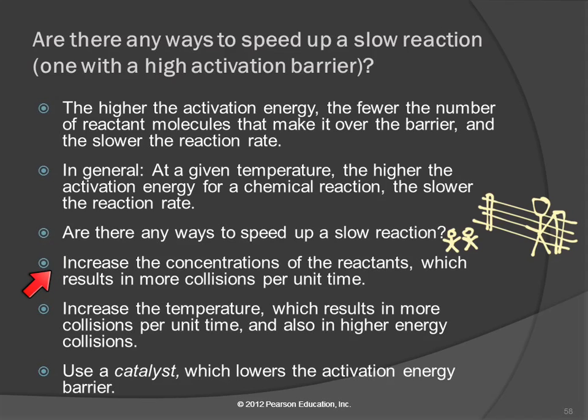Increasing the concentrations. If we have more kindergartners at the fence, will more of them get over? Will they get over faster? Yeah, because there's more going over at one time, right? They're still kind of slow going over the fence, but if you've got a whole bunch of them trying, they're going to go over faster. So increasing the concentration. So back to collision theory, if we increase the concentration of the reactants, they're going to run into each other more often, right? And so there will be more high energy collisions because there's more collisions of all kinds. And so you can increase the rate by increasing the concentration.